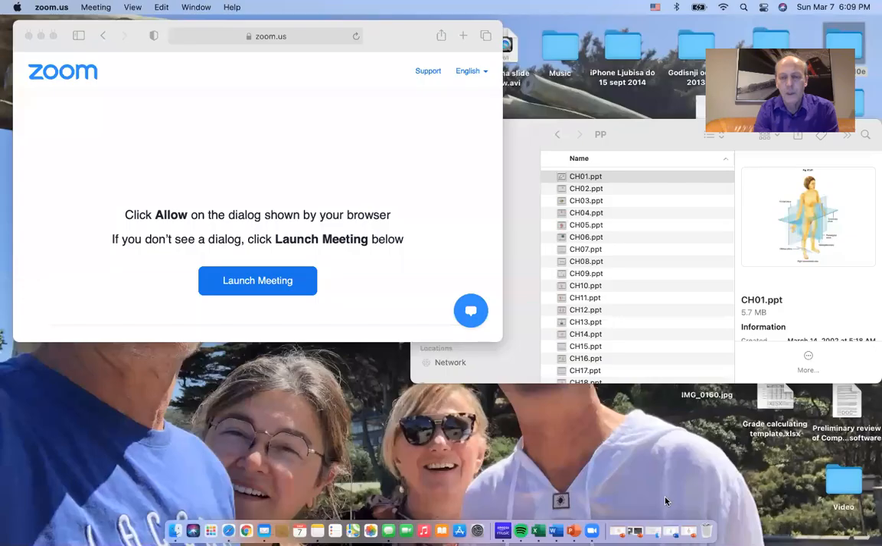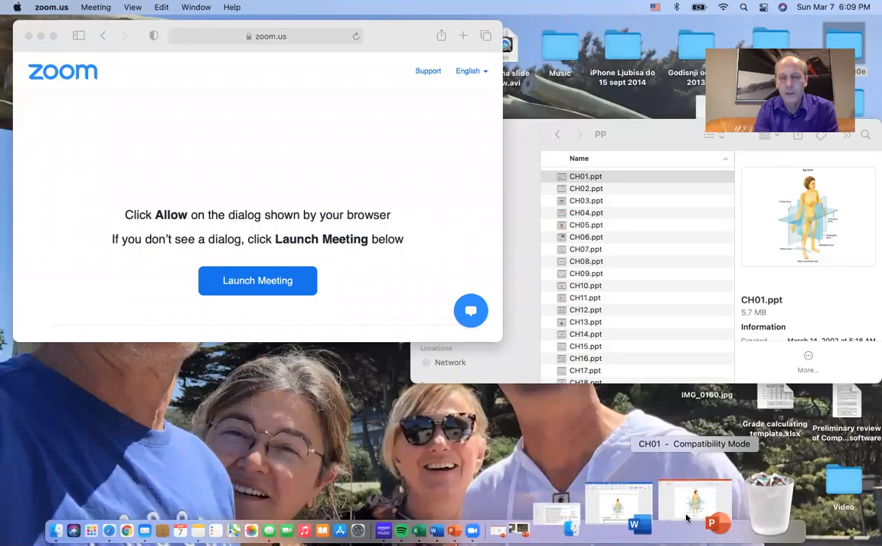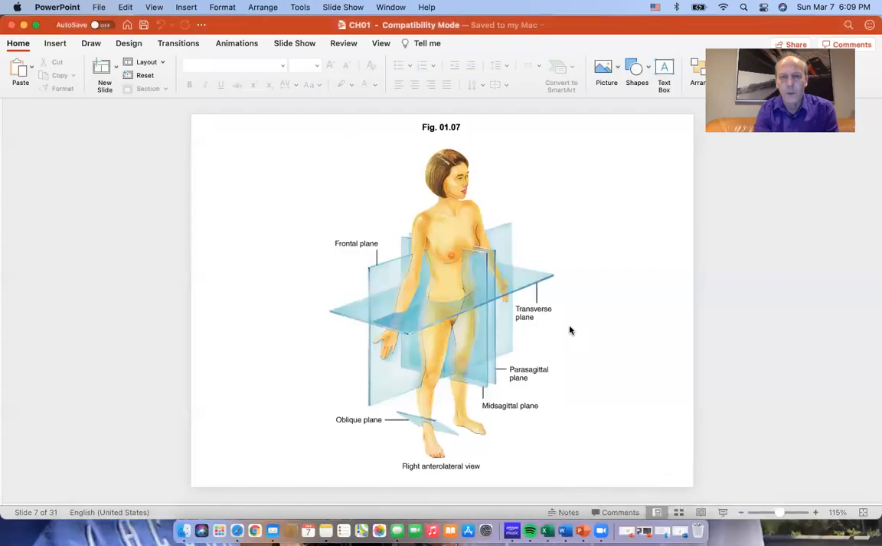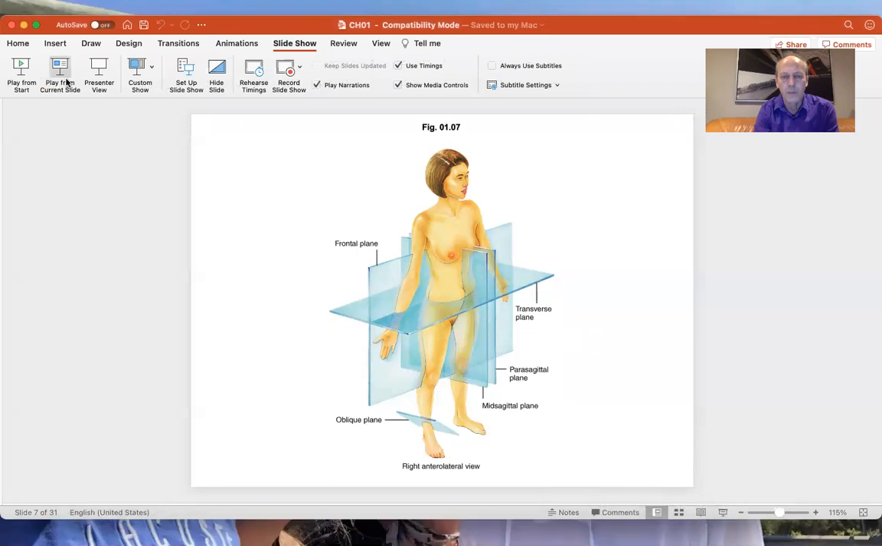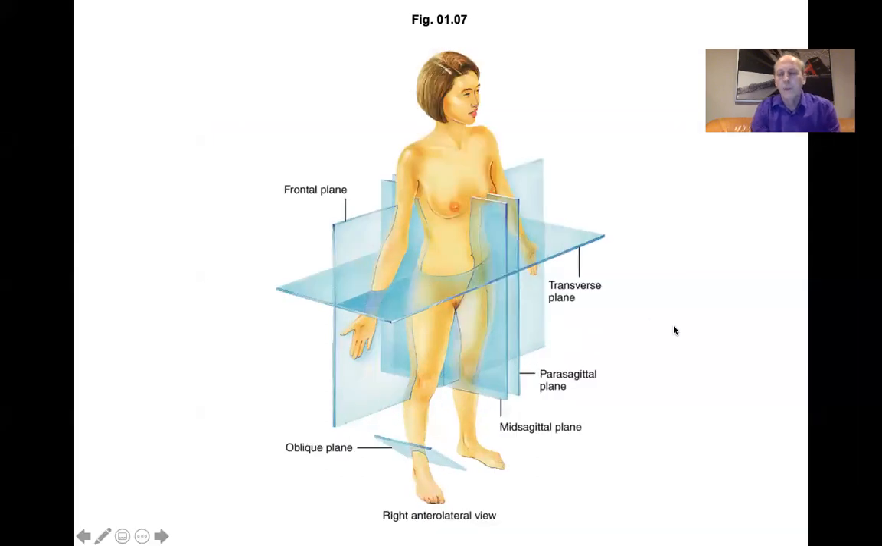Let's take a look at one of the images and let's find out exactly what we need to know about this. Give me a moment so that I can start the slideshow and we are going to take a look at this together. As you know, there are three major anatomical planes.